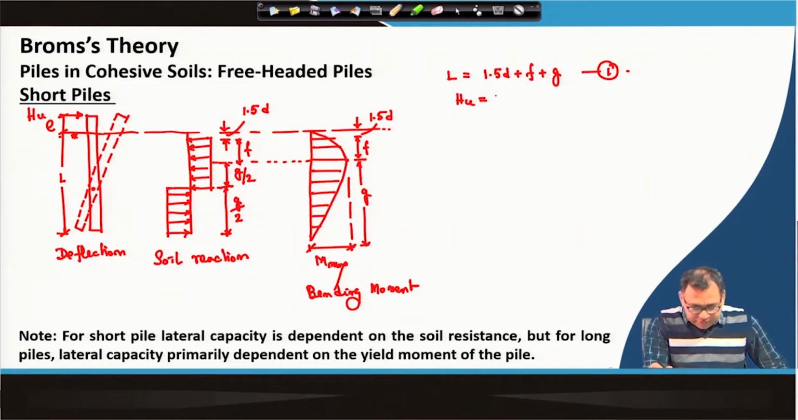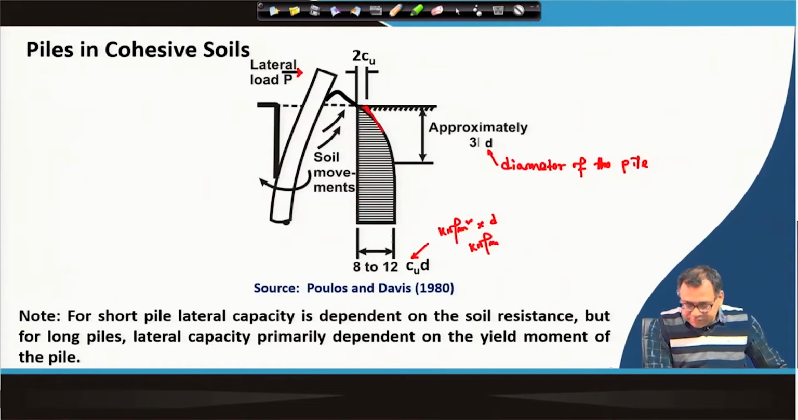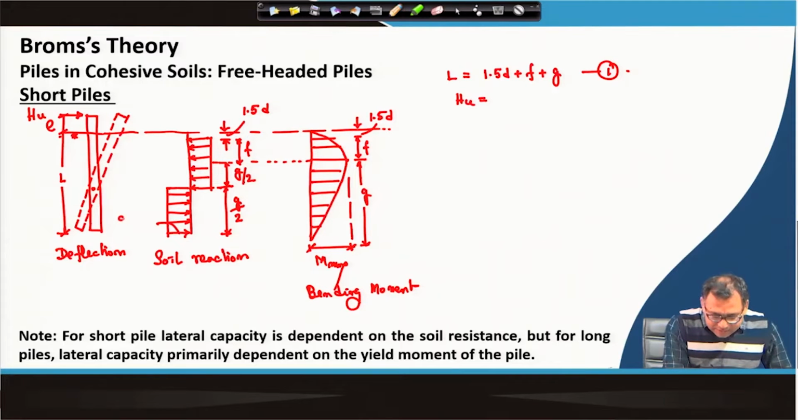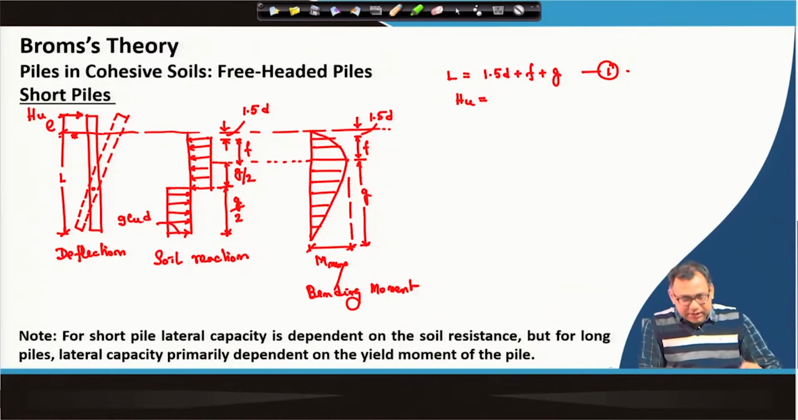So, this will equal to, and another thing that I want to say, that from this diagram, this uniform portion varies from 8 to 12 Cu. So, Broms has recommended that this value is 9 Cu, and then we can multiply by D. 9 Cu is in kilonewton per meter square. So, the stress I can represent per meter. That means, if I multiply with the diameter of the pile, it will be kilonewton per meter.